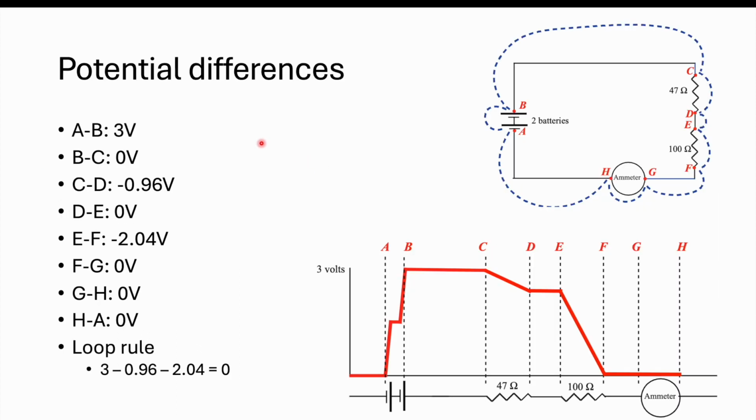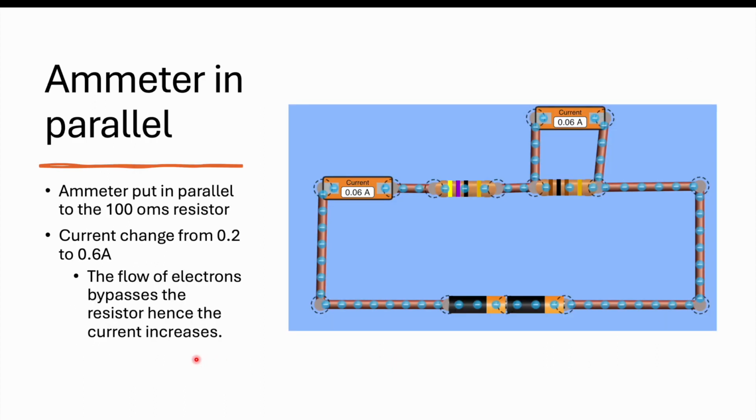So here are the potential differences at the different spots. We can see that between A and B it's 3 volts because it's gaining that voltage, and then from C to D across the first resistor, and then E and F across the second resistor, it loses voltage. And from the loop rule we can see that this is consistent because it's equal to 0, hence the loop rule is applied and is correct.